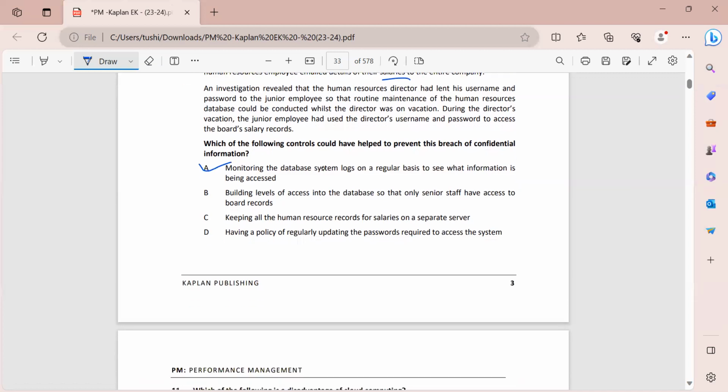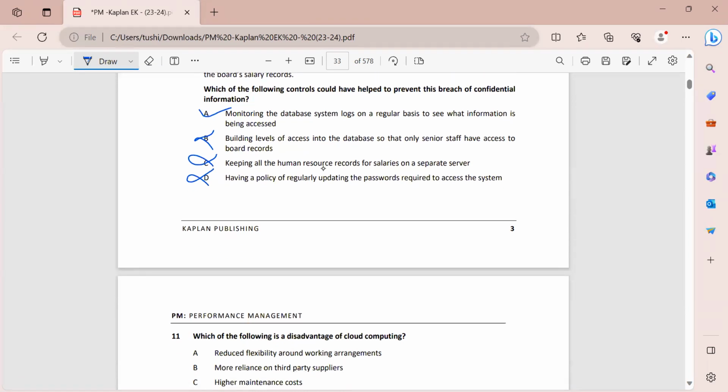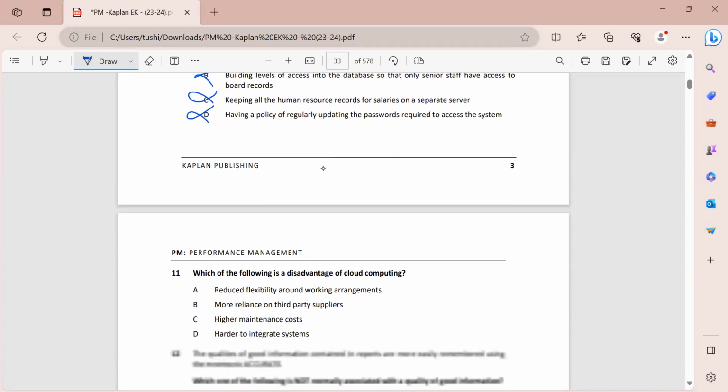Now, eliminating other options. Building levels of access into the database so that only senior staff have access to board level records. Again, you did have something similar. The human resources director did have a username and password, but he lent that to him. So clearly, this is not effective. Keeping all HR records for salaries on a separate server, no, this will cause you inconvenience in preparing information whenever you need it. Having a policy of regularly updating the passwords, again, even if the passwords were regularly updated, the director would have given the updated password and the employee would still have been able to access the records.